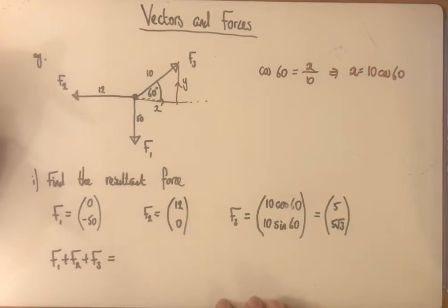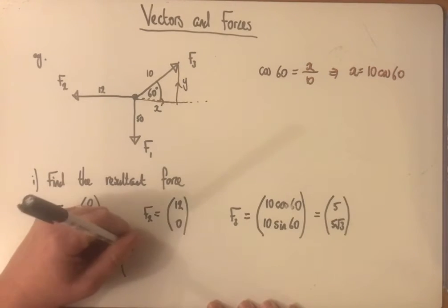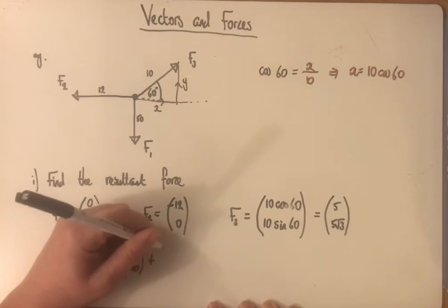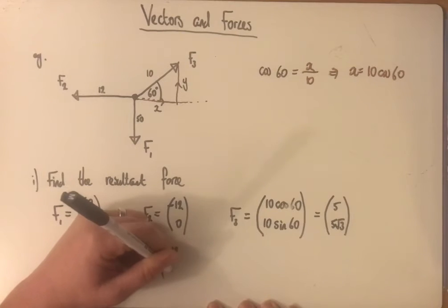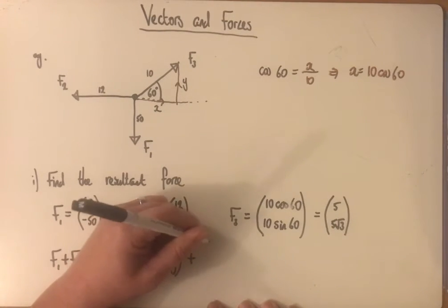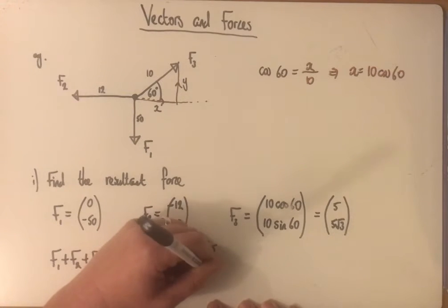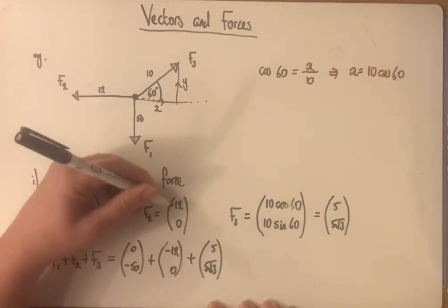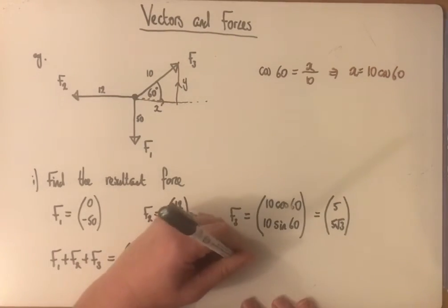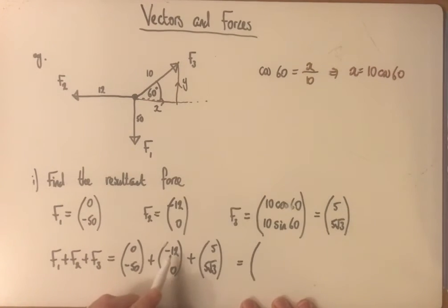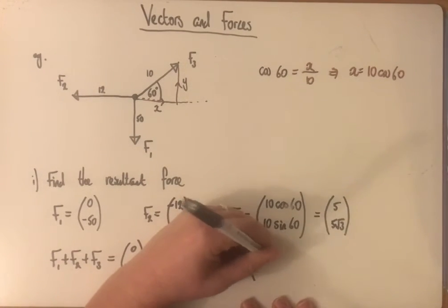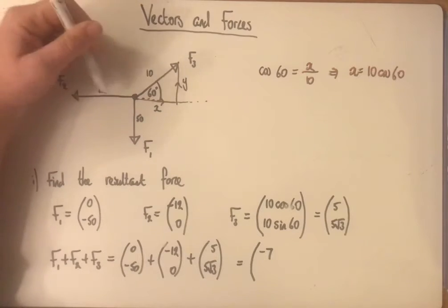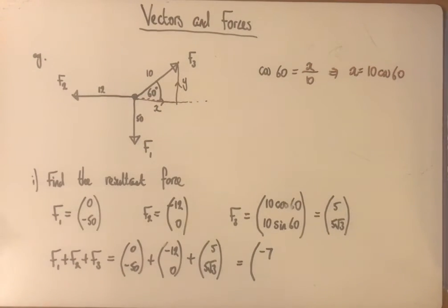So horizontally, I'll write them down again. So (0, -50) plus, sorry, that's minus 12 there. I think I said minus 12, like 12. (-12, 0) plus (5, 5 root 3). So yeah, 12 acting that way, so it's definitely a negative 12. And then horizontally, the resultant force is minus 12 plus 5, which is minus 7. And you know that because this is 5 going this way, 12 going this way. So it's no different to what you've been doing, we're just writing it in vector form.